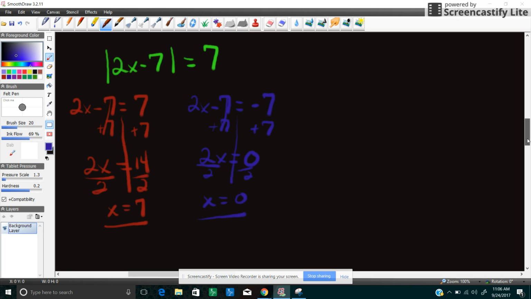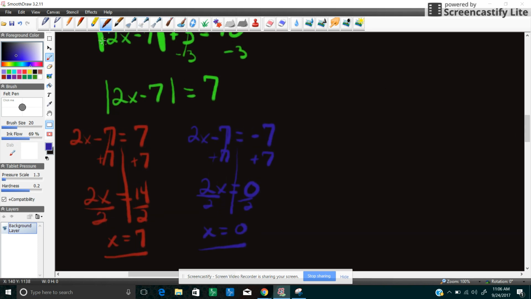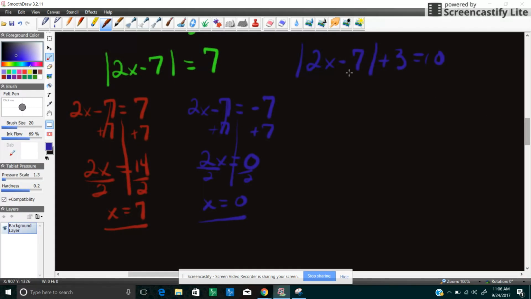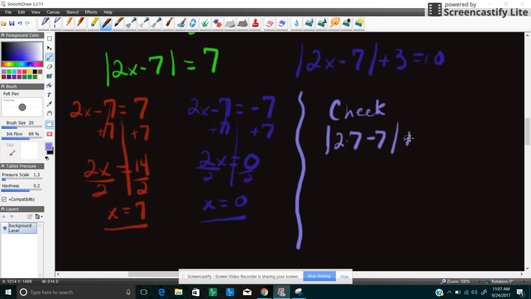Okay, so now I'm going to check it real quick. So let me write this over here so I can see it. The absolute value of 2x minus 7, plus 3, equals 10. That was my original. So I'm going to do the check really quickly. If I plug in 7 into this, I'm going to have 2 times 7 minus 7, plus 3, and I want this to equal 10.